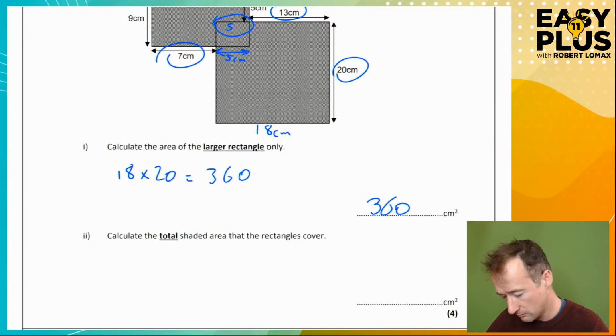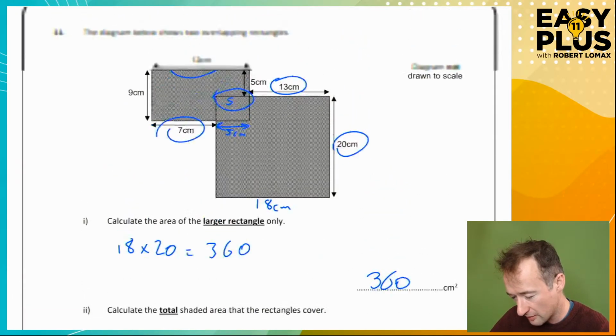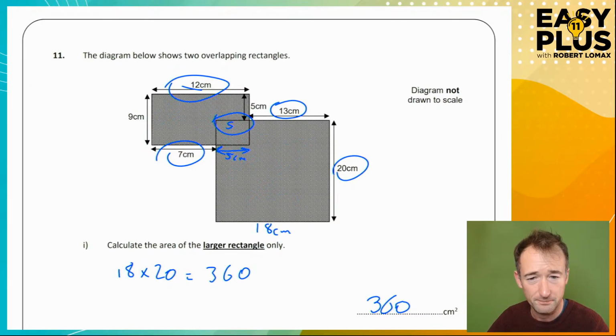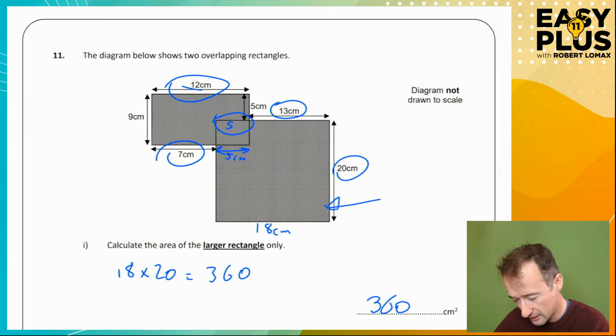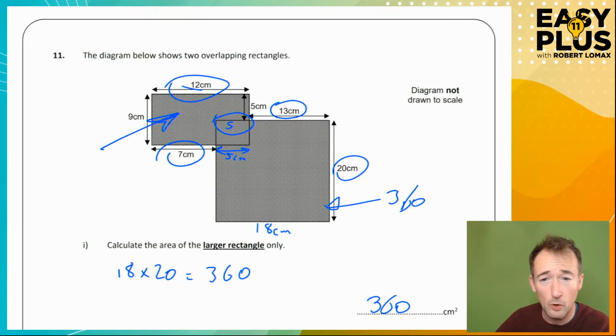Okay. Right. Calculate the total shaded area that the rectangles cover. The total shaded area, so that's this complete area there. How are we going to work that out? Well, what happens if we calculate the area of each rectangle? So this rectangle here, of course, we've worked that out. It's 360. This rectangle here, well, it's 12 times 9. What would 12 times 10 be? It would be 120. So 12 times 9 would be 108.